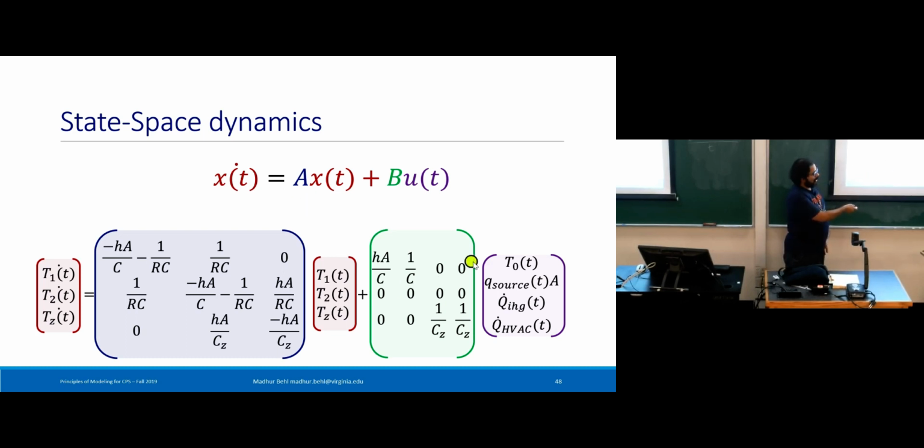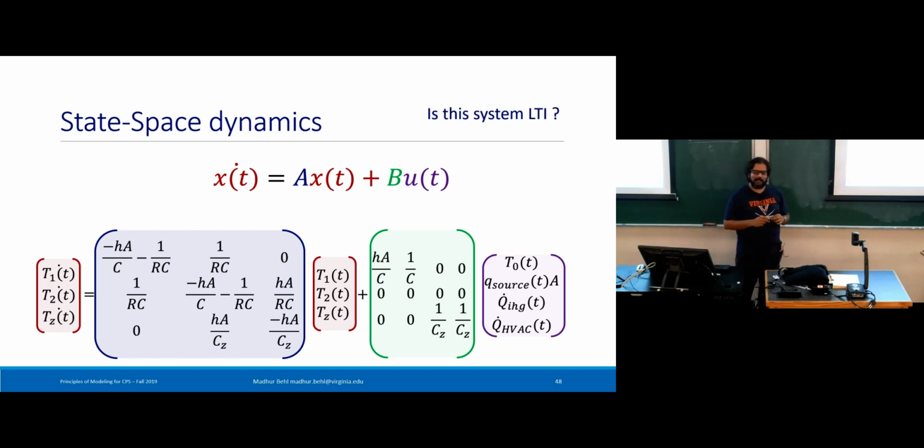The temperature outside is going to change with time. The flux from the sun is going to change with time. Heat gain will depend upon occupants, whether the projector is on or off. HVAC operation is time varying. So that's good. So this is a dynamical system. Now my next question is, is this system LTI? I think I've already covered what LTI is, so I'm just looking for a yes or no. Is this system an LTI system?